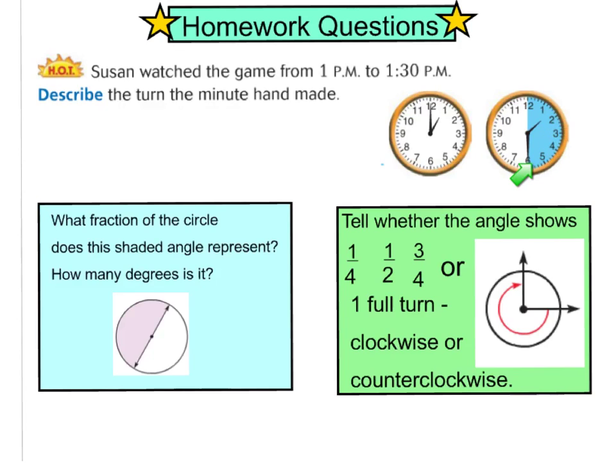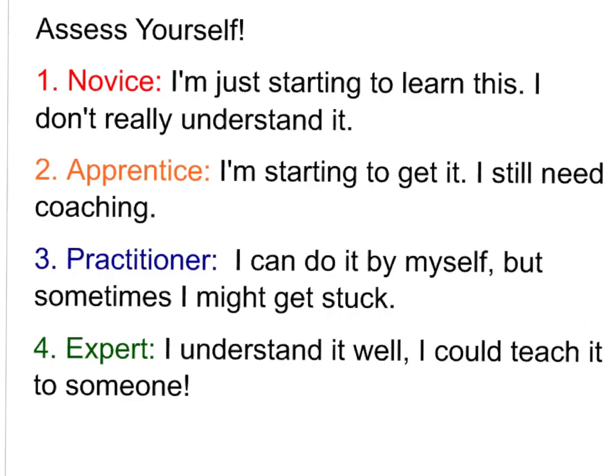Number 2 says, what fraction of the circle does the shaded angle represent? How many degrees is it? Number 3, tell whether the angle shows a 1/4, 1/2, 3/4, or 1 full turn, and it has to be either clockwise or counterclockwise. Make sure after you're done with your homework that you assess yourself.